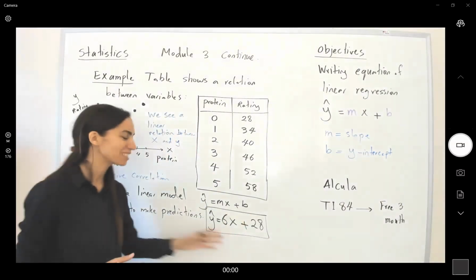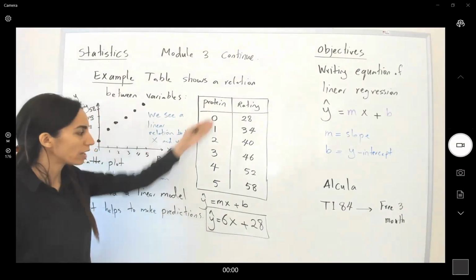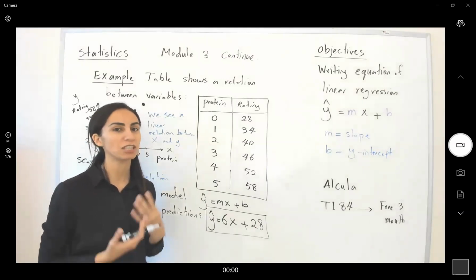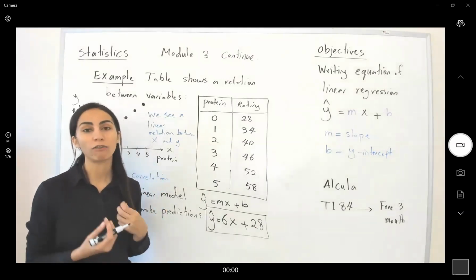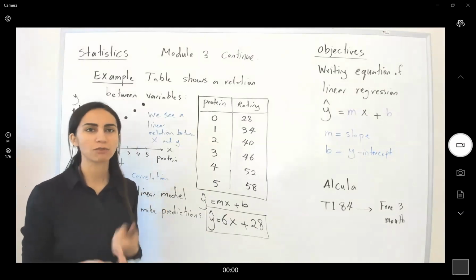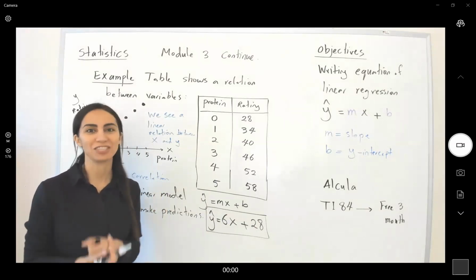So you can use this equation to make predictions. What do I mean by that? Our x stops at 5. What if you want to make a prediction about the rating of x equals 6? What if x is equal to 6? What would be the prediction? What would be the rating then?